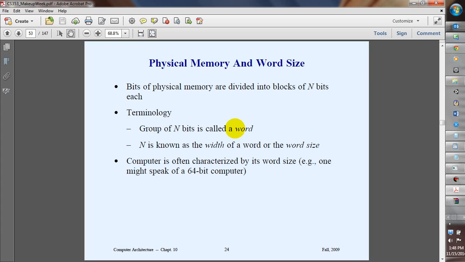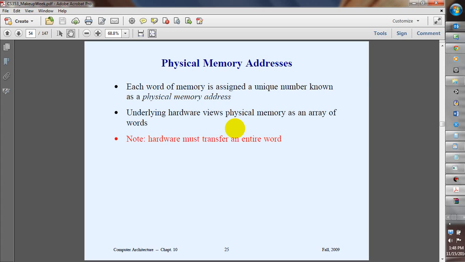Therefore, you can hold more in that one particular grouping of memory. That one particular bit of memory can hold more. So each word of memory is assigned a number called the physical memory address. And underneath we view this physical memory as an array of words.